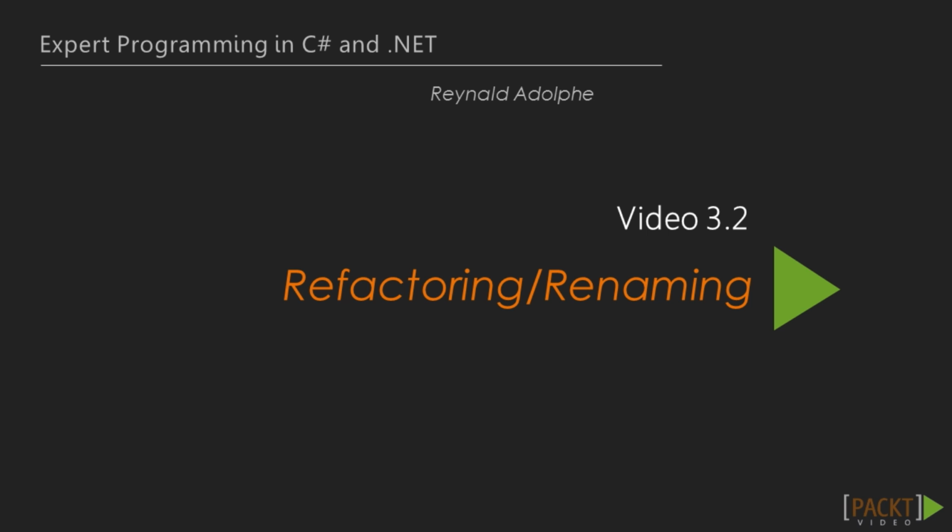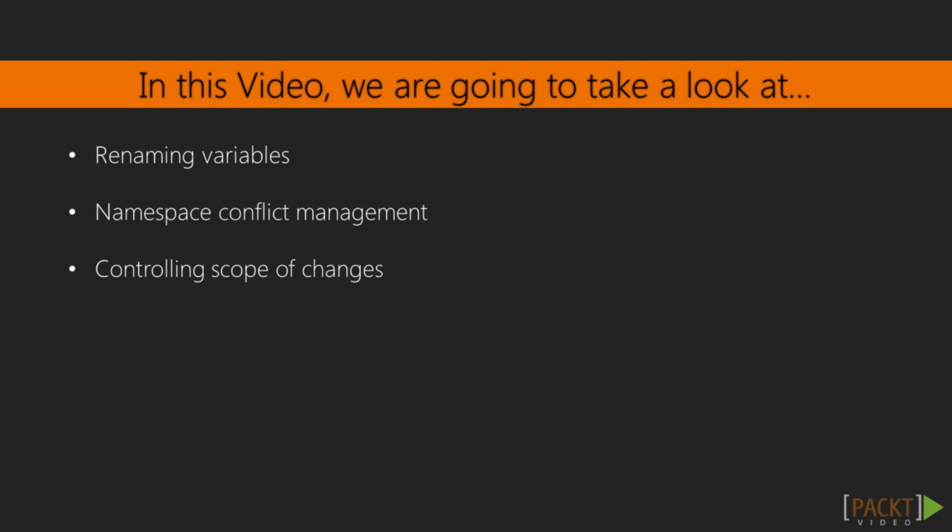In the previous video, we looked at the new light bulb feature. Another great feature added is how Visual Studio handles renaming of variables, that is, refactoring. In this video, I'll be looking at how refactoring has changed with C# 6, specifically when renaming variables, demonstrating how Visual Studio manages namespace conflicts, and lastly, controlling the scope of the changes I make.